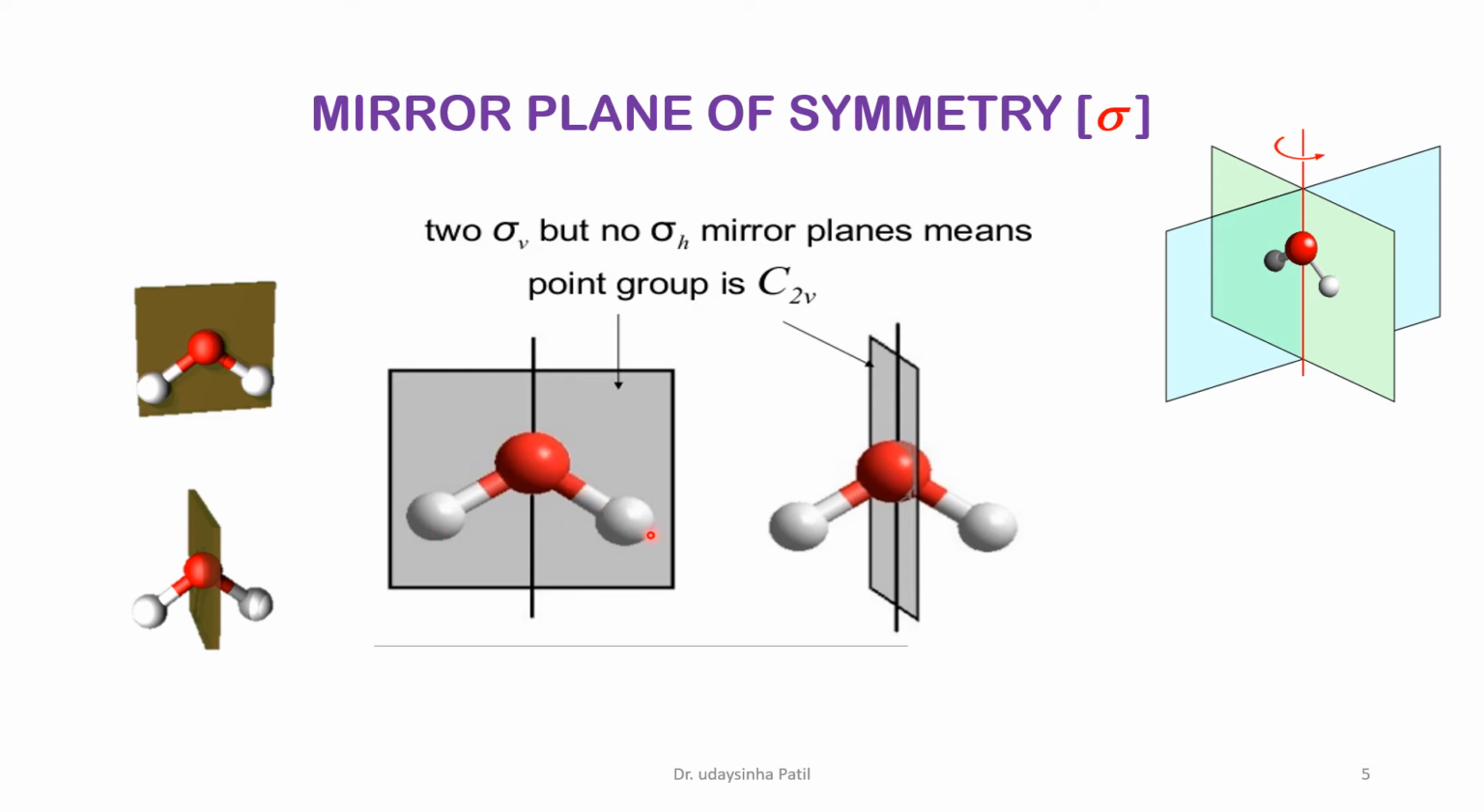Then we can say that HOH is bisected by a plane passing through the oxygen atom. Two equal parts are observed, and these two equal parts are mirror images of each other. Therefore, we can say that there is a plane of symmetry.